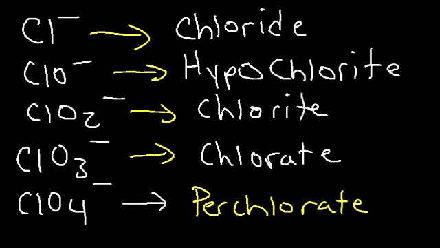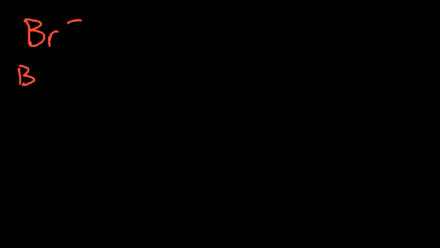Now, the trends for the other halogens like bromine and iodine, they follow the same pattern. So, to illustrate, try these 5 compounds: Br-, BrO-.